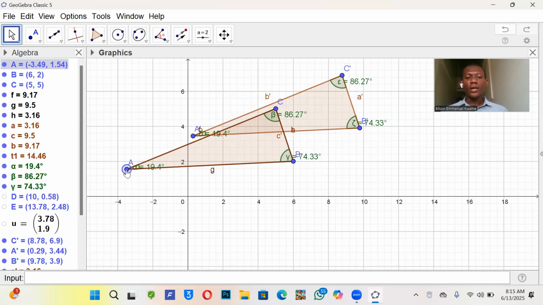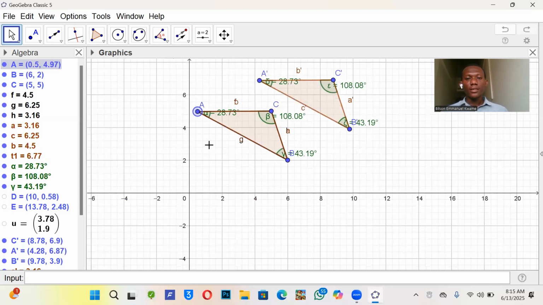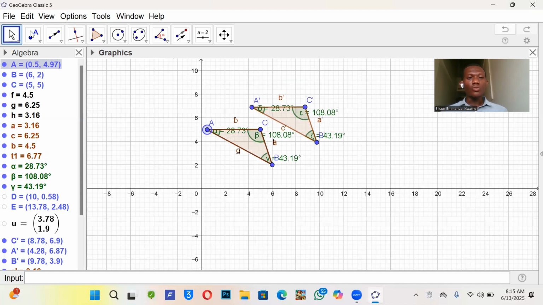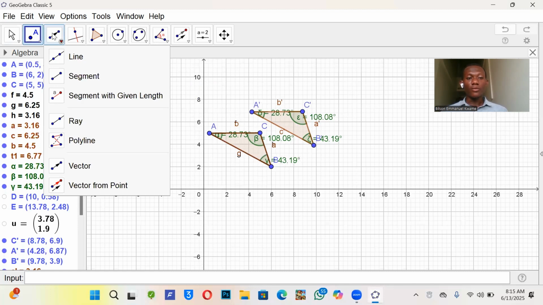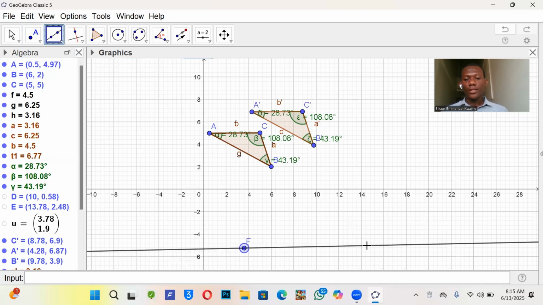Another way of cloning a triangle is by doing this. First of all, we use our points. Okay, first of all, we come to line, right? Let's draw a line. So we draw a line, right? We've gotten a line.